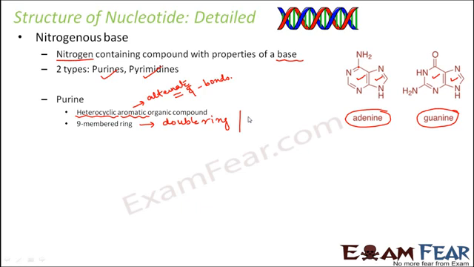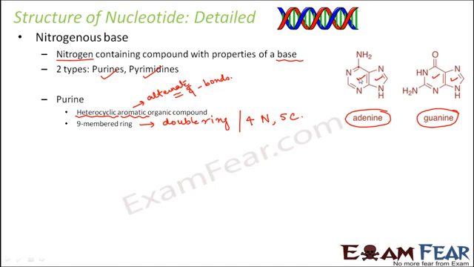What else? It has 4 nitrogens. If you see here, 1, 2, 3, 4 nitrogens, and here also 1, 2, 3, 4. So here also you have 4 nitrogens and 5 carbons. Right now we are only talking about the ring, so please do not count this nitrogen because it is outside the ring. On the ring you just have 4 nitrogens and 5 carbons, and the rings are like a double ring.